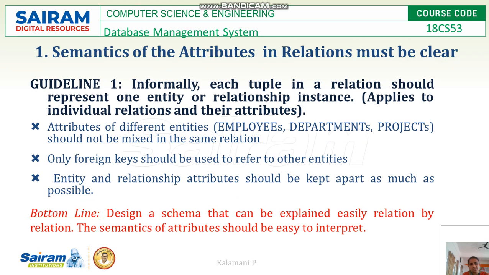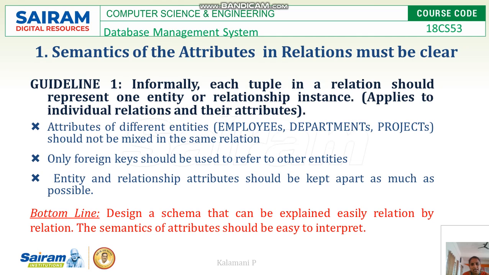First one is semantics of the attributes in relations must be clear. That means when we are defining the relation, its attributes should be clear. More than one relation's attributes should not be merged together. That is, attributes of different entities should not be mixed in the same relation. For example, if you take the company database, employee, department and project attributes should not be mixed together. It should be separate. Only foreign keys should be used to refer to other entities. Using foreign key we can link the different entities. Entity and relationship attributes should be kept apart as much as possible.